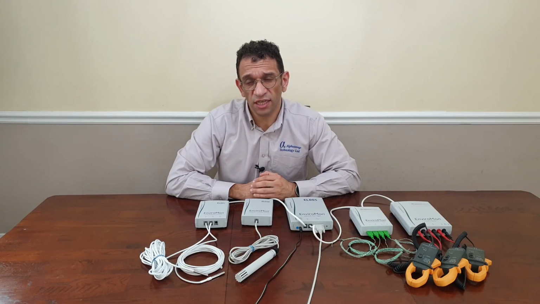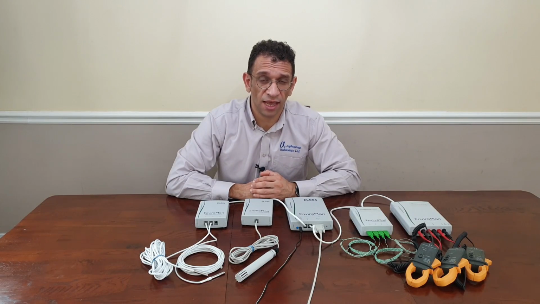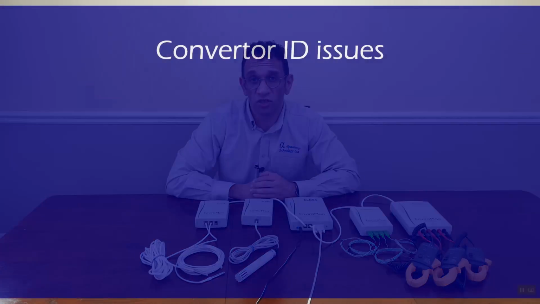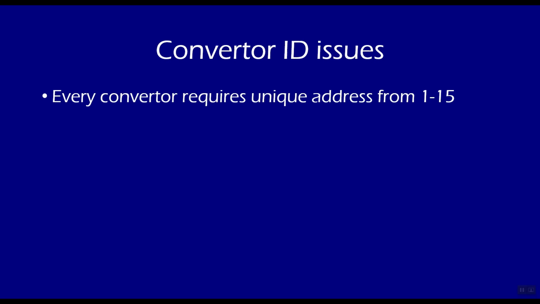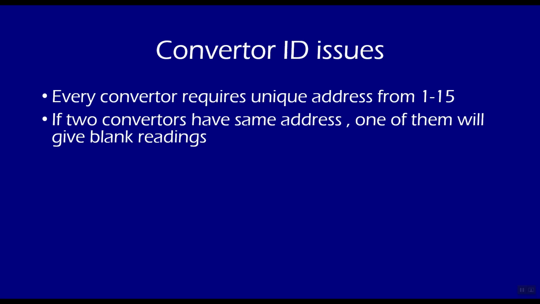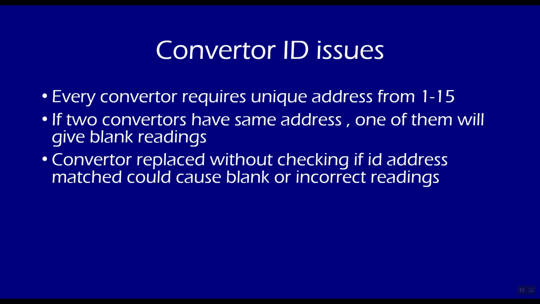A converter ID issue could cause blank readings. As we discussed earlier, every converter requires a unique ID address to be programmed into them, from 1 to 15. Now, if two converters have the same address, one of those converters will give blank readings. Also, if for example you had a faulty converter and you replaced it with a working converter, but you didn't check to see if the converter ID addresses matched, it could be the case that you'll get blank readings, if not incorrect readings.